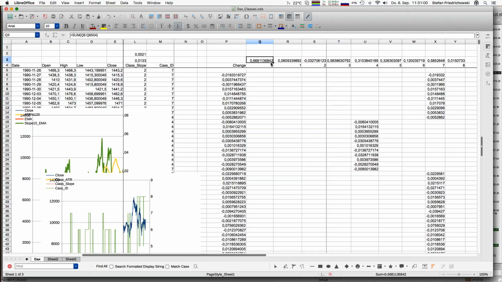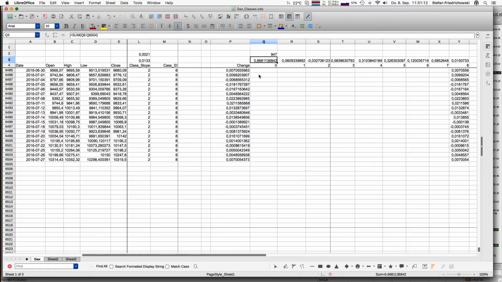Another number I would be interested in is simply the number of how many days would fall into a specific class, and that can be done simply by using a count. And you see in this case they are not equally distributed.